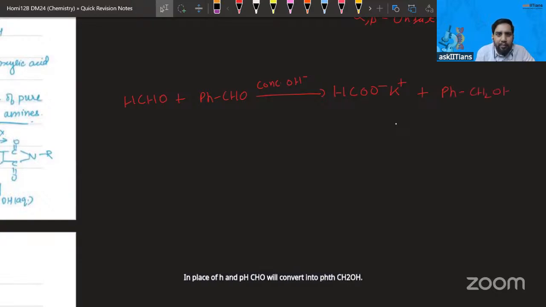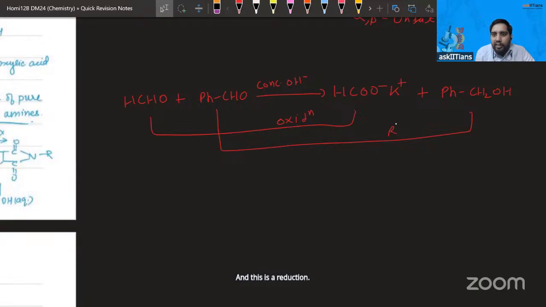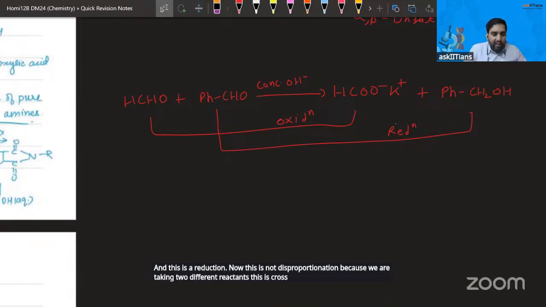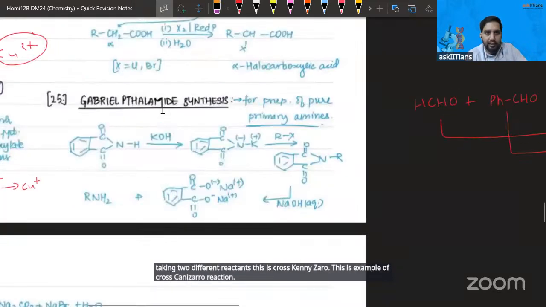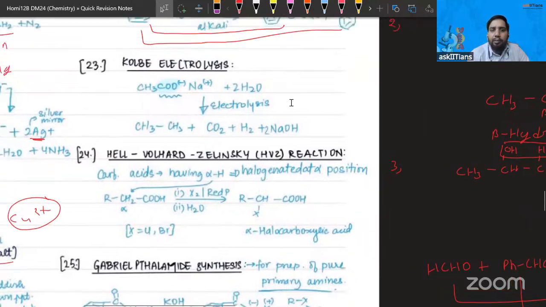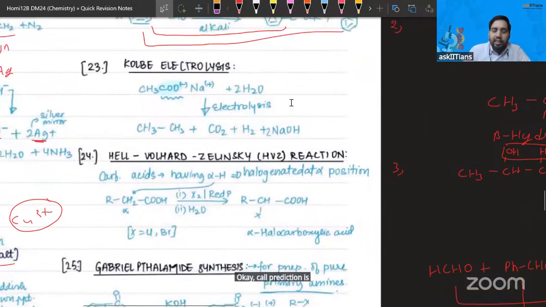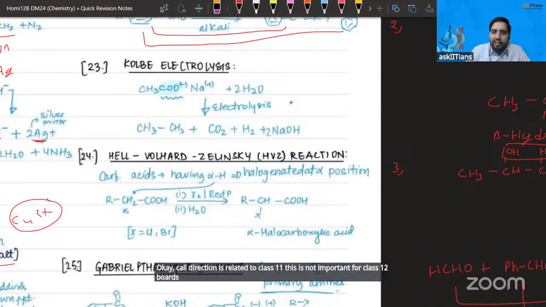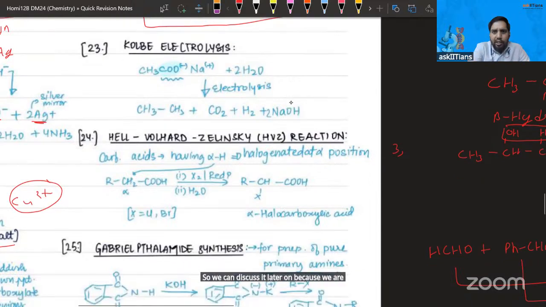So this is oxidation and this is reduction. Now this is not disproportionation because we are taking two different reactants. This is cross Cannizzaro. This is an example of cross Cannizzaro reaction. Okay, Kolbe reaction is related to class 11. This is not important for class 12 boards, but it can be asked in JEE. So we can discuss it later on because we are currently focusing on the boards.